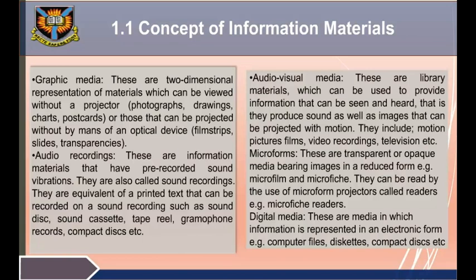Microforms. These are transparent or opaque media bearing images in a reduced form. For example, microfilm and microfiche. They can be read by the use of microform projectors called readers, for example, microfiche readers. Digital media. These are media in which information is represented in an electronic form. For example, computer files, diskettes, compact disc, and so on.